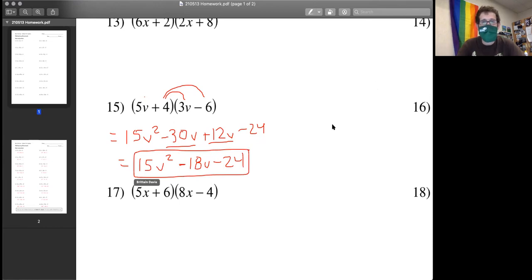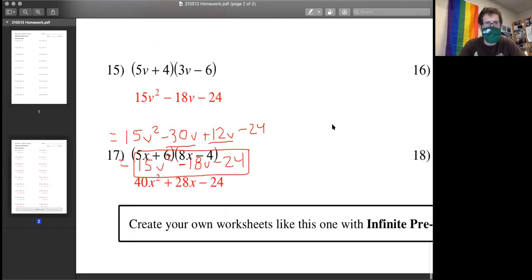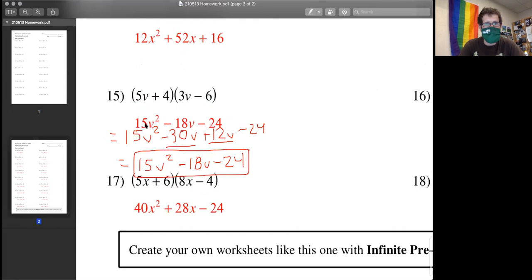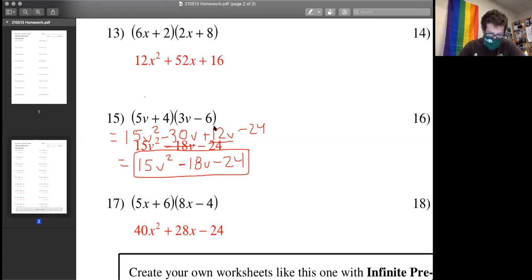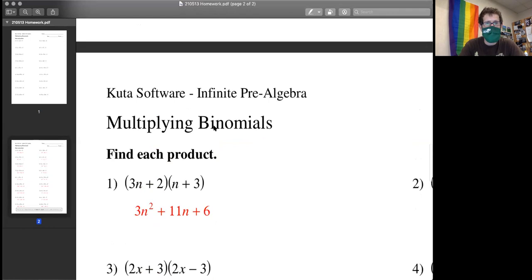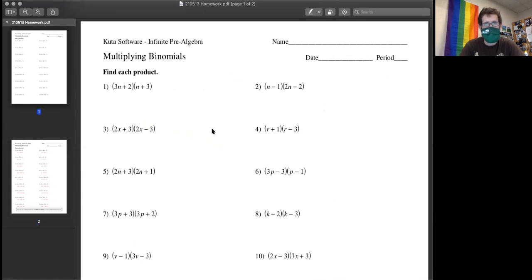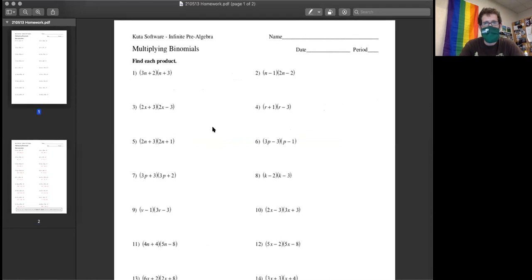Like I've been doing on a lot of these worksheets, I have the answer key down at the bottom. I'm going to show you real quick that you can double check all your work right here. We can make sure we did this right. Look at that, 15v squared minus 18v minus 24. So we're good to go. The purpose of having the answer key is so that you can do all the work and double check to make sure you're doing it right, not so you can just copy the answers down. So I want you guys to work on this today.